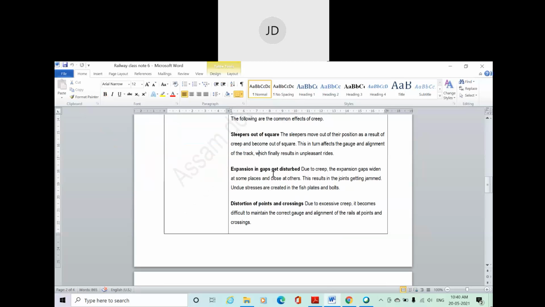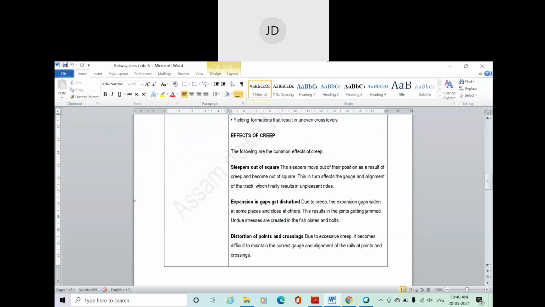Expansion gaps get disturbed. Okay, we already discussed, right? When a rail moves backward or forward in a longitudinal direction, at some point the expansion joint or expansion gap increases, or at some point the expansion gap decreases. So due to creep, the expansion gap widens at some places and closes at others. This results in the joint getting jammed and undue stress being created in the fish plate and bolt.